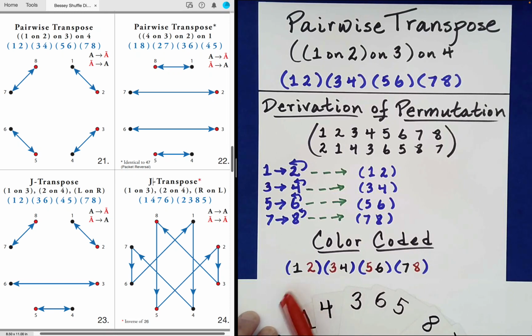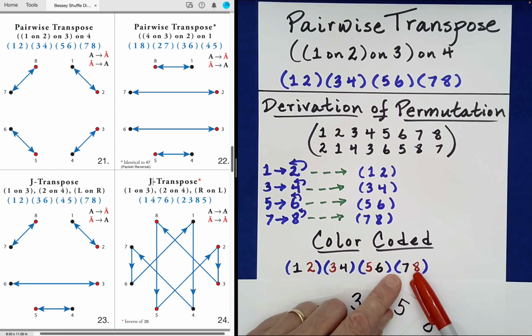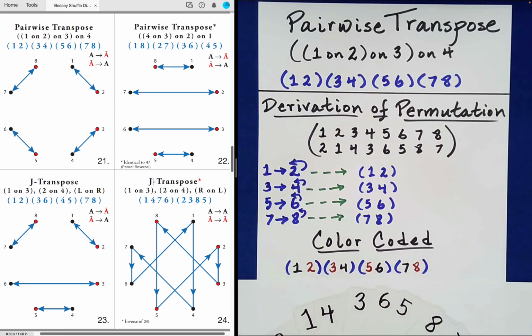Remember, positions 1, 4, 6, 7 are color-coded black, and positions 2, 3, 5, 8 are color-coded red. So we see that black 1 goes to red 2, which wraps around to black 1. Red 3 goes to black 4, which gets sent back to red 3. Red 5 goes to black 6, which goes back to red 5. Black 7 goes to red 8, which gets sent back to black 7.